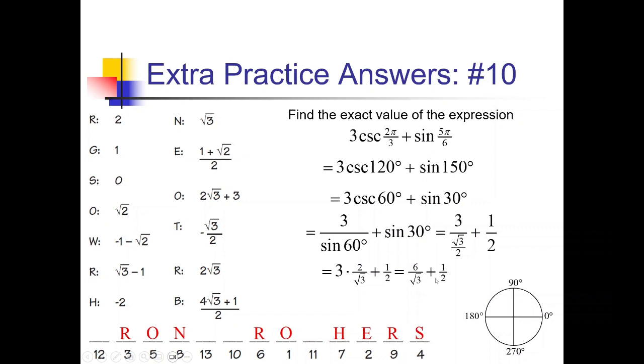And I could try to get a common denominator, but I know that I'm going to have to get rid of that radical in the denominator down the road anyway, so let me do that now and not worry about it later. So I'll just multiply this by root 3 over root 3. That's going to be 6 radical 3 over 3 plus the 1/2 there. 6 divided by 3 is 2, so we have 2 radical 3 plus 1/2.